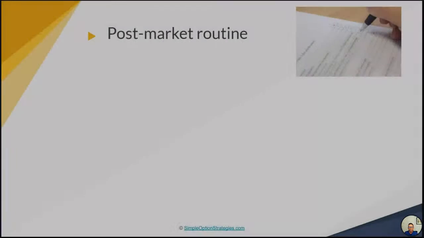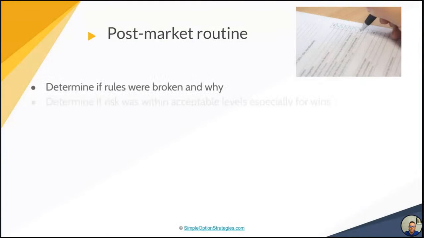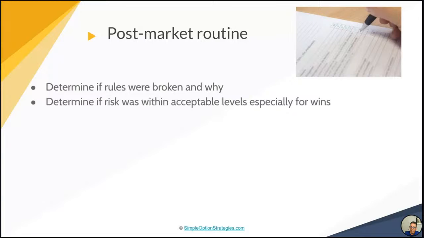Okay? Post-market, determine if rules were broken and why. Determine if the risk was within acceptable levels, especially for wins. Because if you make a win and you break a rule, that creates complacency. It doesn't matter what you think, it creates complacency. It's in you. We're human, okay? And then you think that you're going to be able to fix that, and I can tell you that's where large losses happen. Take it from me, from experience.